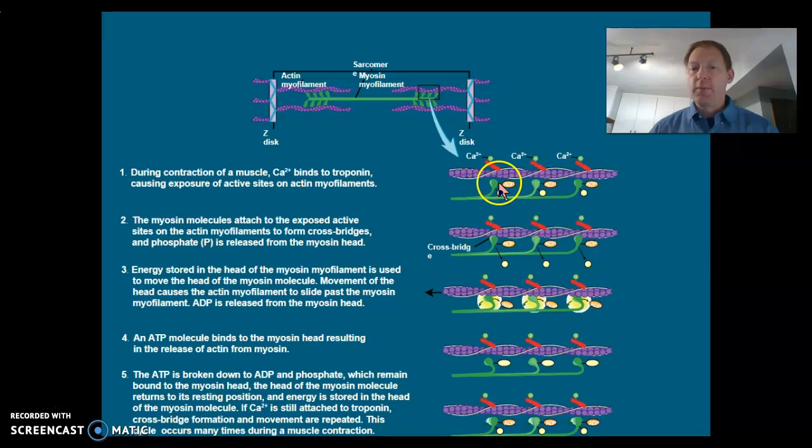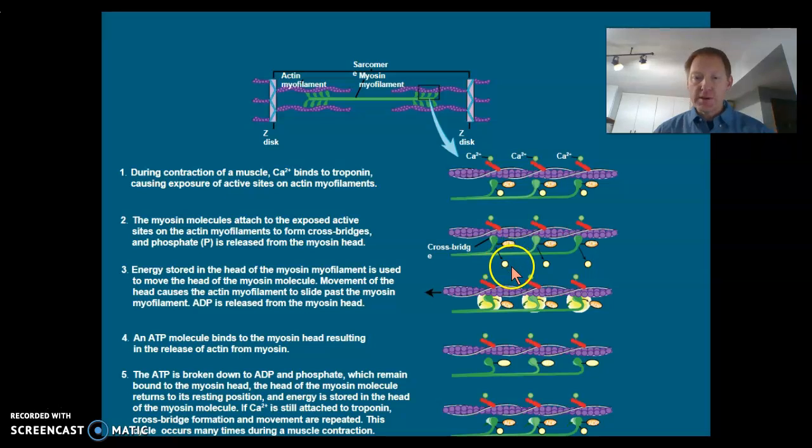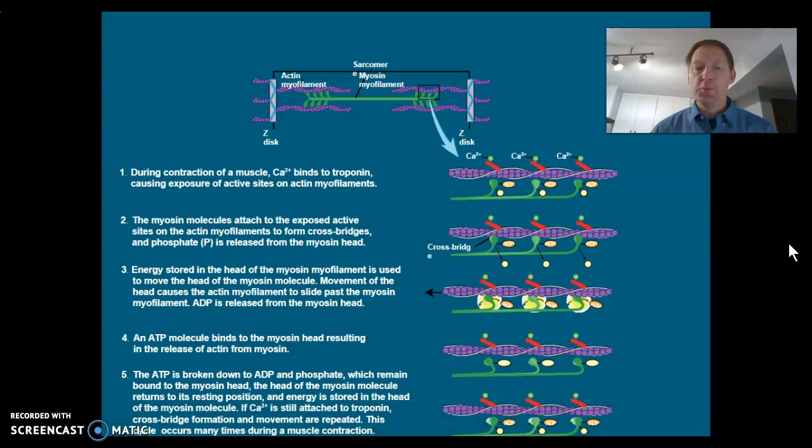So we have the myosin that's charged with the ATP. The myosin actually is going to form a cross bridge. It's going to pivot. In that process, it loses both the phosphate and the ADP. And then we need to reload it with ATP, which pivots that head back to the original loaded position.